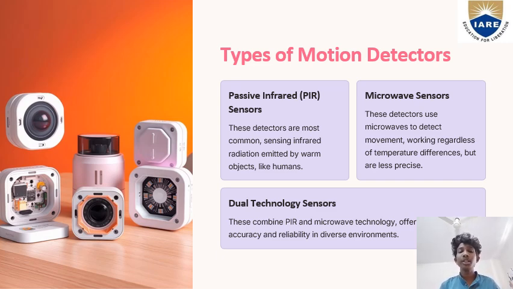Third one is the dual technology sensor. These combine PIR and microwave technology and offer better reliability in diverse environments. Advantages of dual technology sensors: improved accuracy, reduced false alarms, and increased reliability. Disadvantages of dual technology: higher cost, increased power consumption, and more complex installation. In the next slides we will explain in detail what a PIR sensor, a microwave sensor, and a dual technology sensor are and how they work.